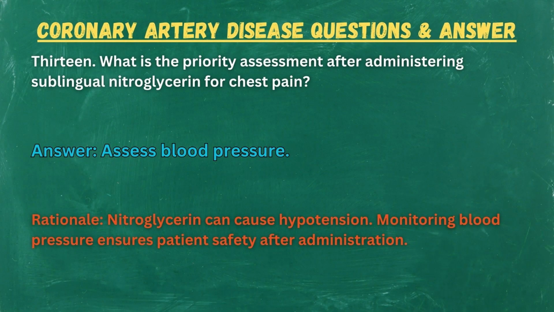13. What is the priority assessment after administering sublingual nitroglycerin for chest pain? Answer: assess blood pressure.